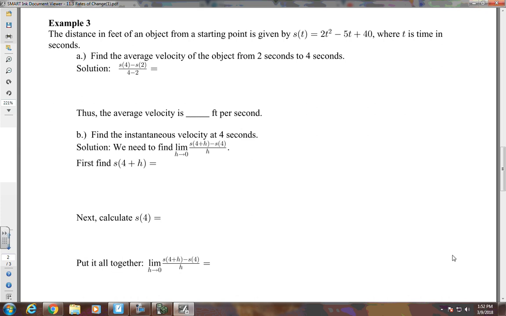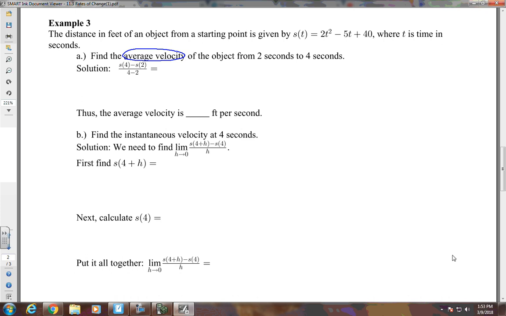A, find the average velocity of the object from 2 seconds to 4 seconds. Notice it's asking for average velocity. To find the average velocity, we're calculating the slope of a secant line, or what looks like a slope formula. Difference in y values divided by difference in x values. So we're going to calculate s of 4 minus s of 2, that's the difference in the function values, divided by difference in the x values, 4 minus 2. We just have to be careful with parentheses with our calculations.